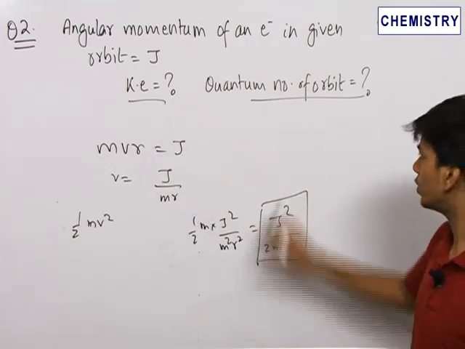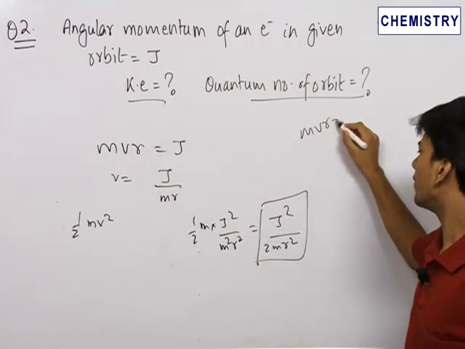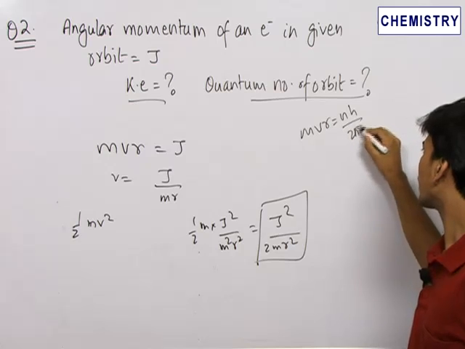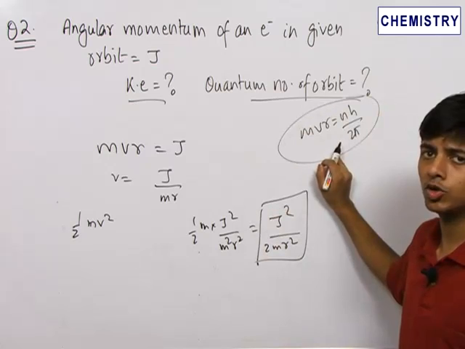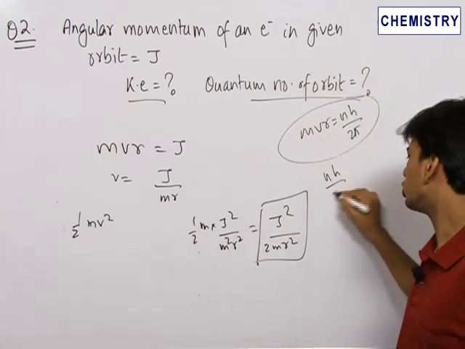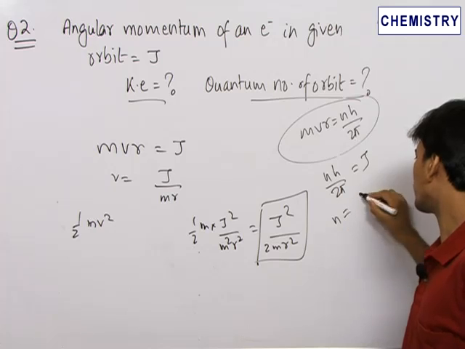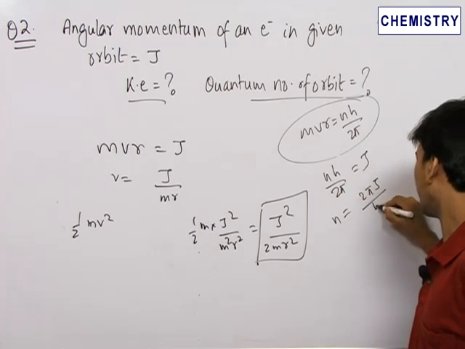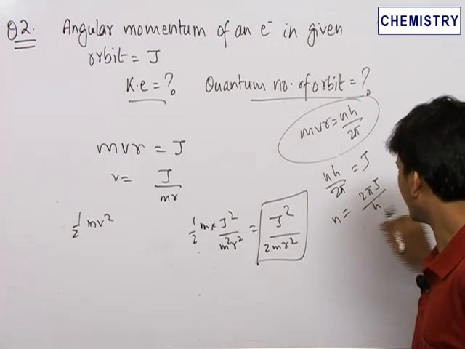We also need to find out the quantum number of the orbit. For this we have another formula. mvr is equal to nh upon 2 pi. By Bohr's quantization of angular momentum, we know that mvr is equal to nh upon 2 pi. Therefore, we can write nh upon 2 pi is equal to J. Therefore, the quantum number of the orbit comes out to be equal to 2 pi J upon h. We can leave the answer over here.